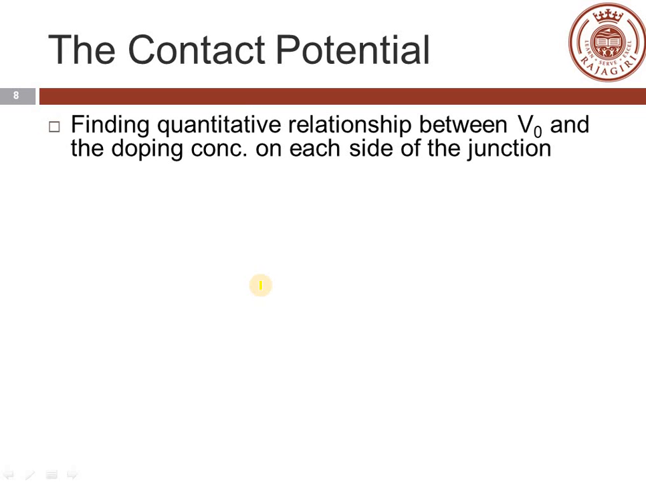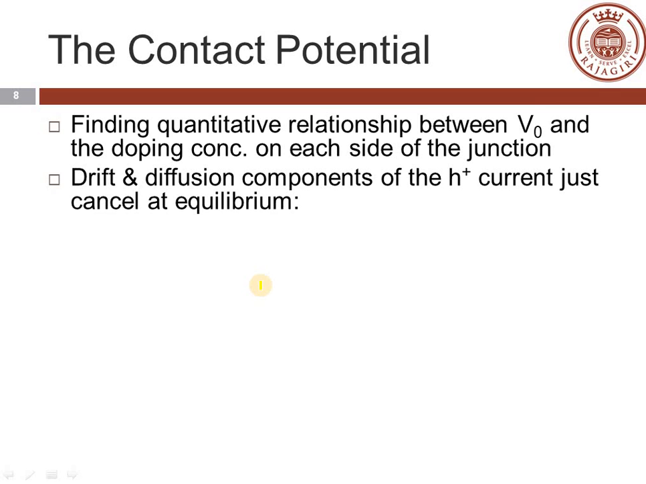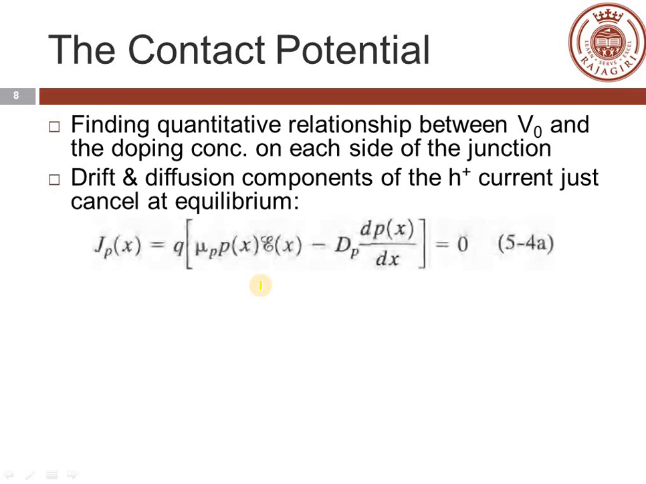Now we will be finding the quantitative relationship between the contact potential V0 and the doping concentration on each side of the junction, that is Na and Nd. The drift and diffusion components of the whole current will cancel at equilibrium. So we can write Jp(x) = qμp p(x) E(x) − qDp dp(x)/dx, which is equal to 0 because the drift and diffusion components will cancel each other. So the net sum will be 0. The first term is the drift component and the second is the diffusion component. So the magnitudes of these two will be equal.